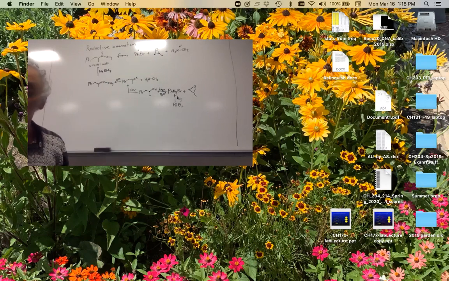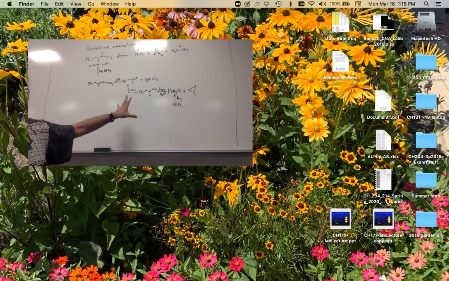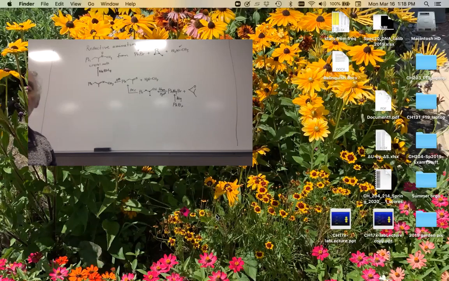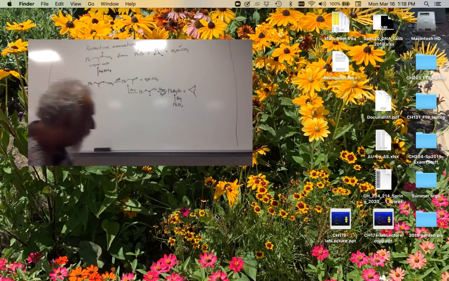Okay, so I want to return to how the pros make crystal meth because it's actually quite relevant. But before we do that, let's talk about another reaction of aldehydes and ketones with amines.